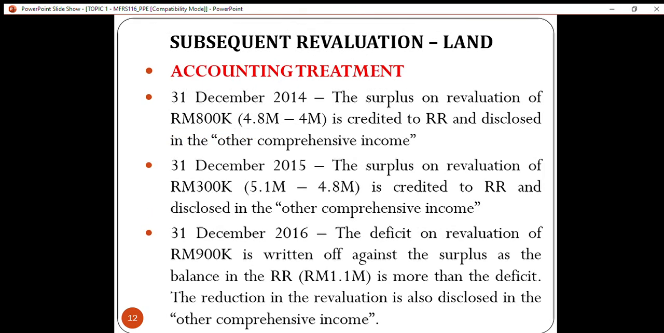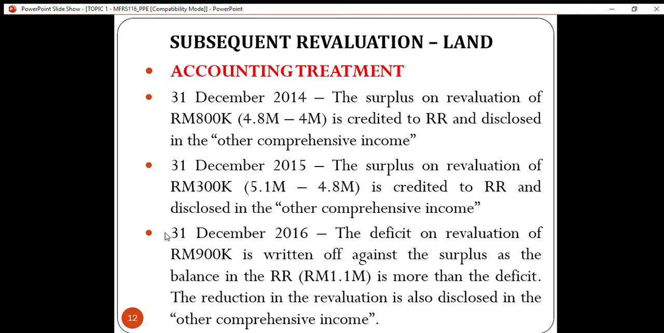Let's have a look at the accounting treatment. On 31st December 2014, the surplus on revaluation of RM 800,000, that is 4.8 million minus 4 million, is credited to revaluation reserve and disclosed in the other comprehensive income. On 31st December 2015, the surplus on revaluation of RM 300,000, that is 5.1 million minus 4.8 million, is credited to the revaluation reserve and disclosed in the other comprehensive income.